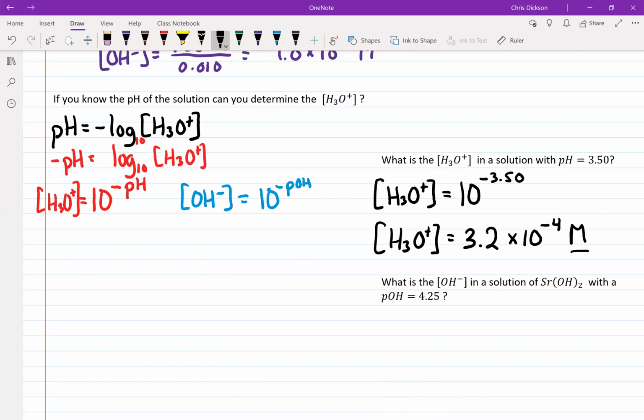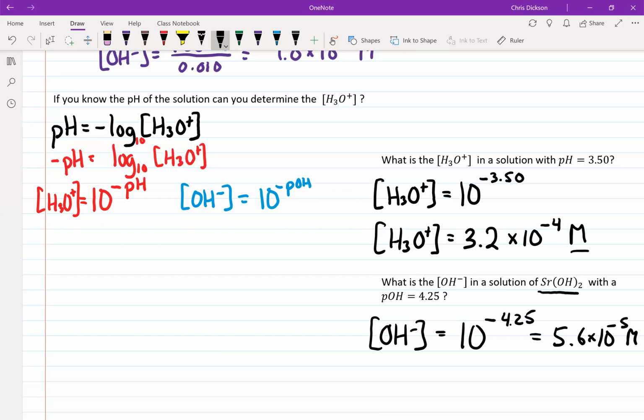Okay, so next question. I told you the chemical here. I just want to see if I maybe threw people a little bit. But let's just do the hydroxide concentration here. So the hydroxide concentration is equal to 10 to the negative pOH. So this would be 4.25. And if we calculate that out, 10 raised to the negative 4.25, we get a molarity of 5.6 multiplied by 10 to the minus 5 molar. So that's basically how you use the formula.